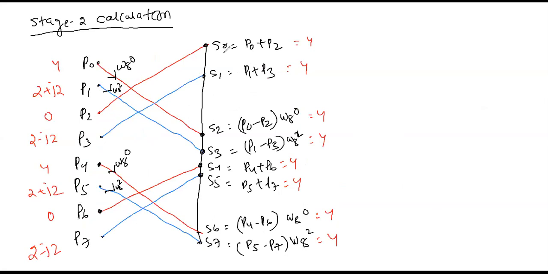In stage 2, again the important thing is how to create the butterfly: first 3, yes, not the second 4. That's why P0, P2, P1, P3. Similarly here P4, P6, P5, P7. I create the butterfly, and these twiddle factors are omega 0 and 2. Then again, using that butterfly diagram, I wrote all these equations. The equations are very simple.